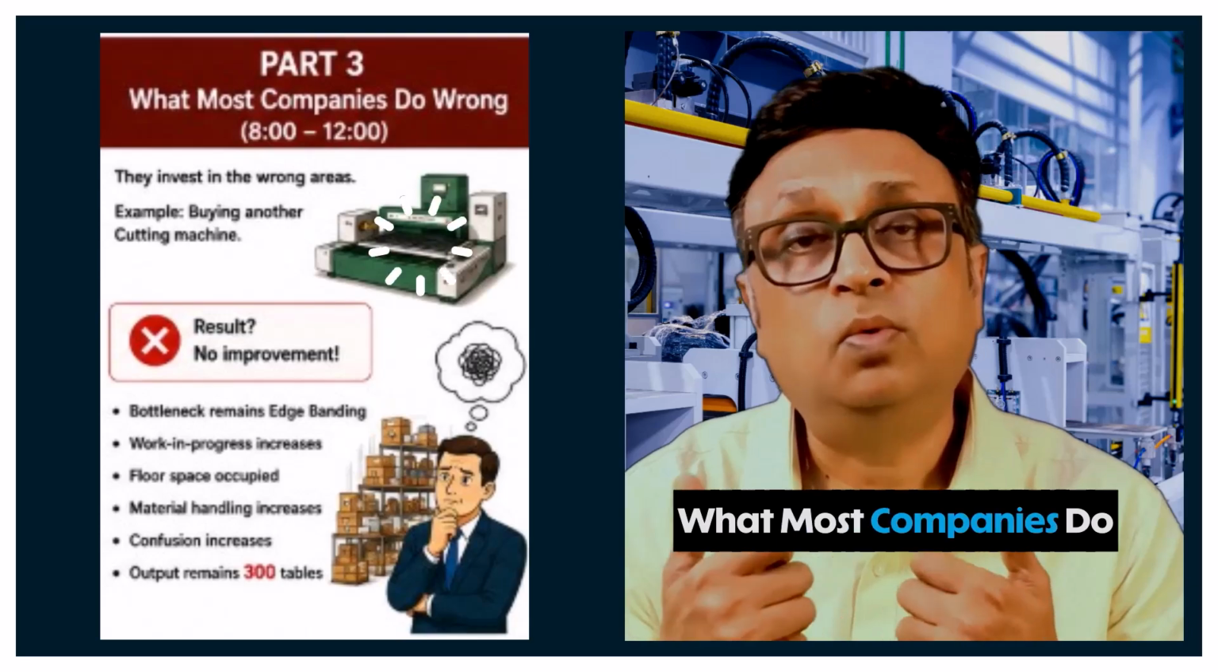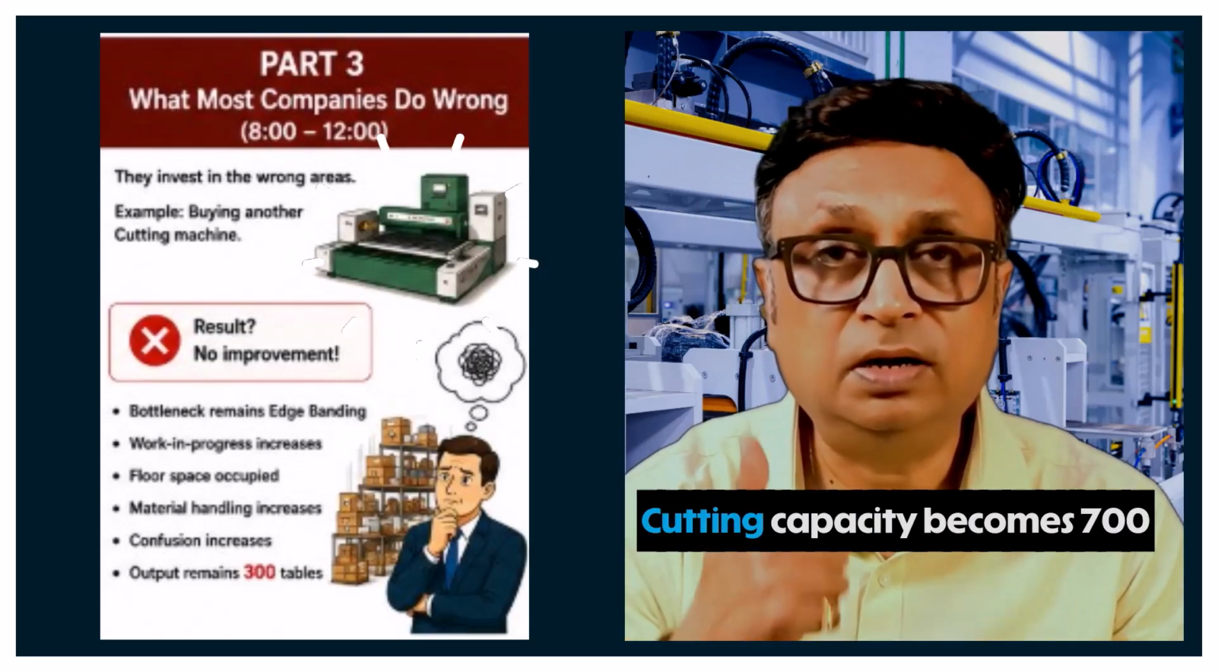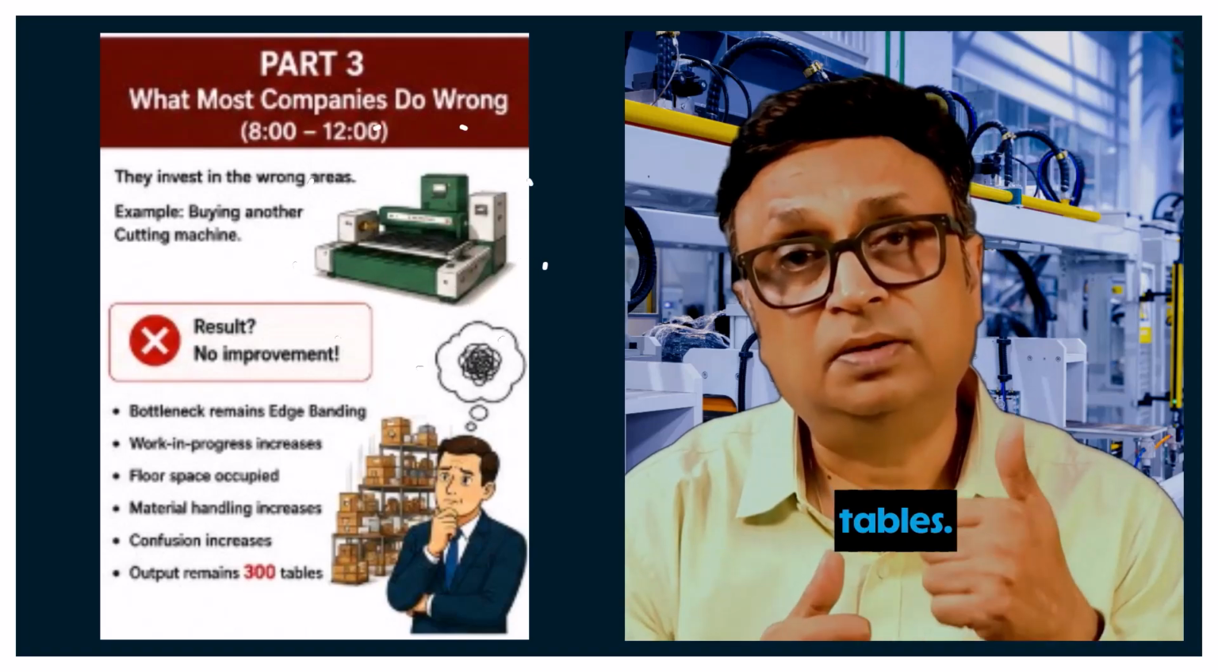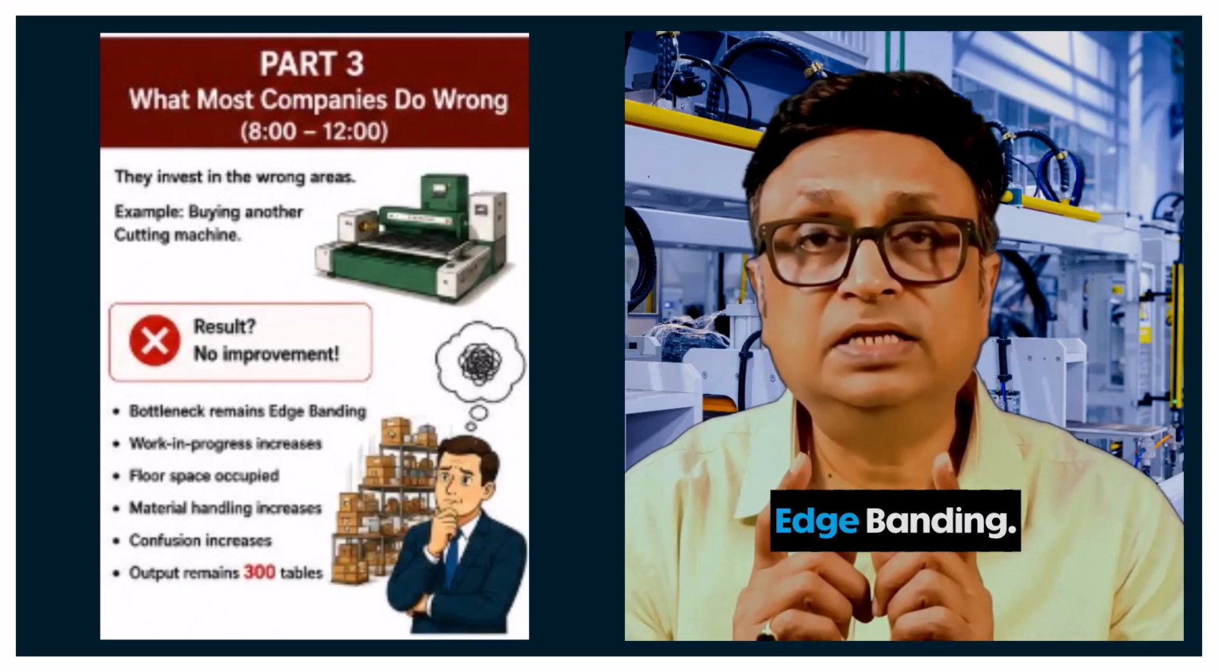Chapter 3: What most companies do wrong. Management sees delays, so they buy another cutting machine. Cutting capacity becomes 700 tables. Result: no improvement. Why? Because the constraint remains edge banding.